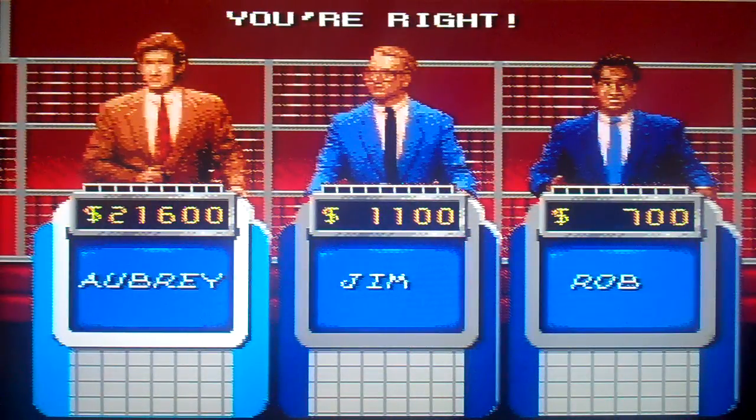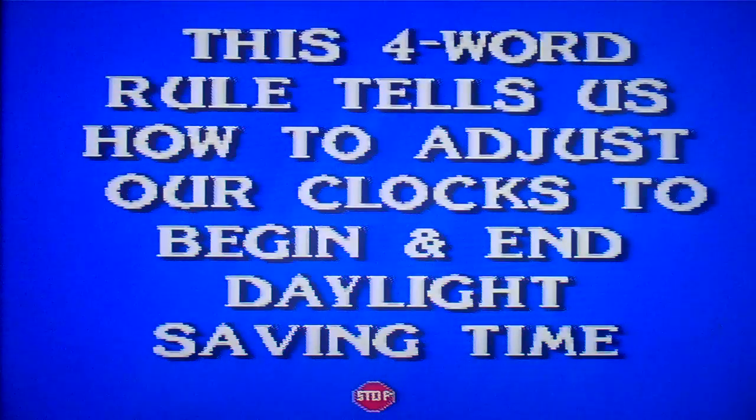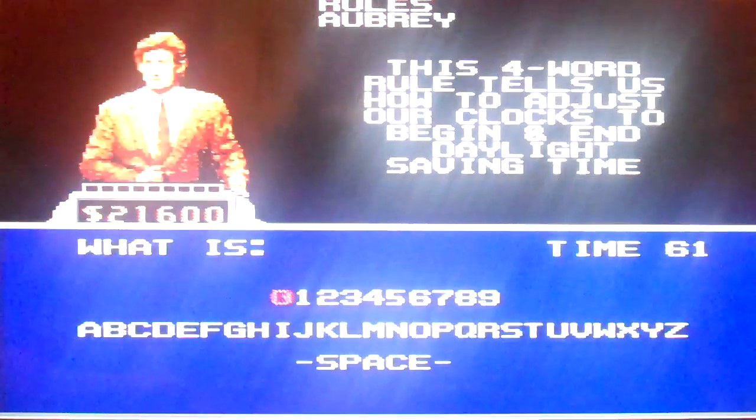I'll take rules for 400, please. The answer is: This four-word rule tells us how to adjust our clocks to begin and end daylight saving time. What is spring forward, fall back?